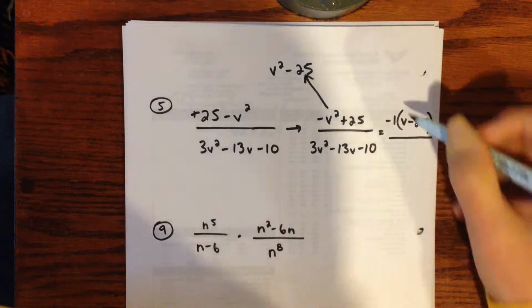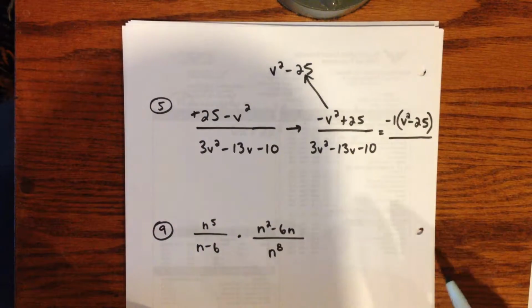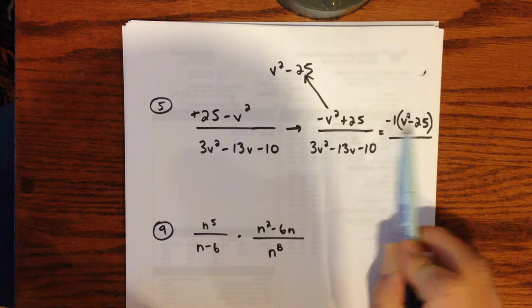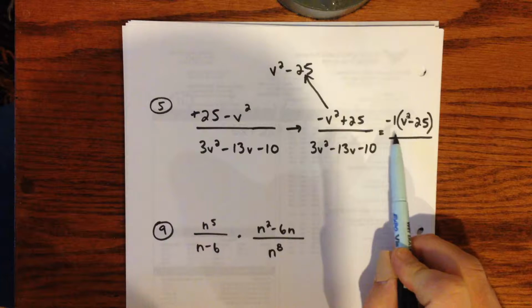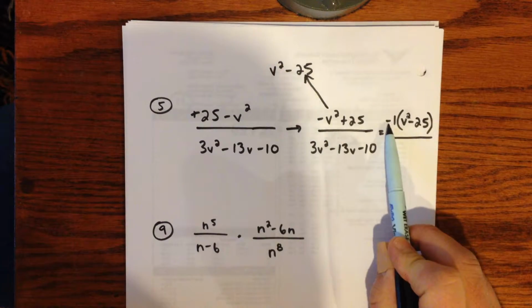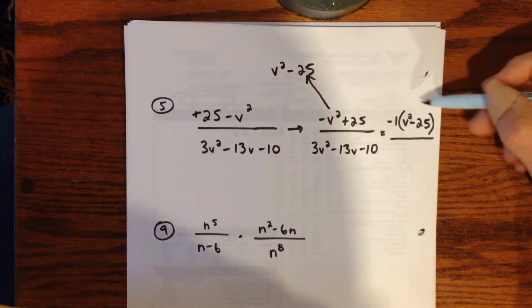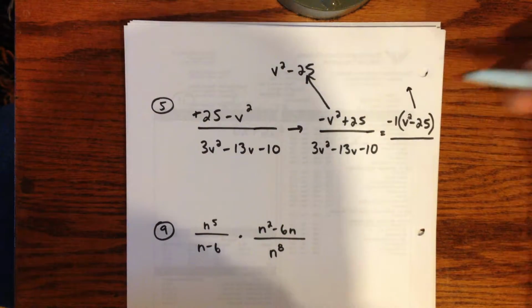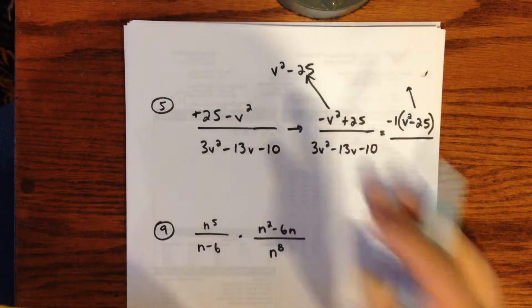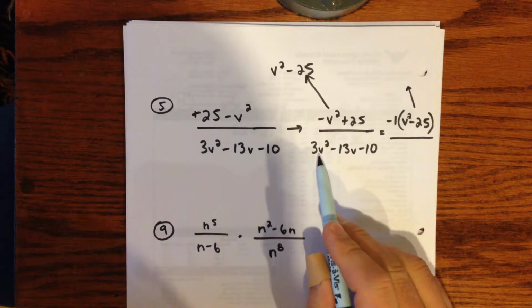Oops, that's supposed to be squared. So, think about this. If I distribute a negative 1 to this, I'll have negative v squared and positive 25, and that's what I have here. But I'm going to be able to actually factor this as a difference of 2 squares and just leave the negative 1 out front.